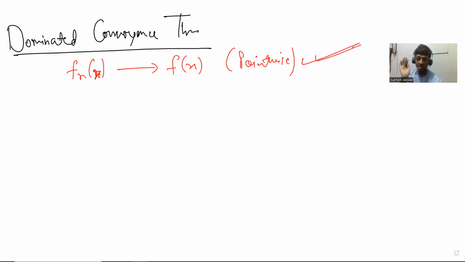You agree this is a minimal requirement. If you don't even have this, then how can you talk about exchanging the limit? There's nothing to remember here, right? If you ask whether you can exchange limit and integral, then this is a minimal requirement because you're going to compute the limit. So under this necessary requirement, there is really nothing to ask.